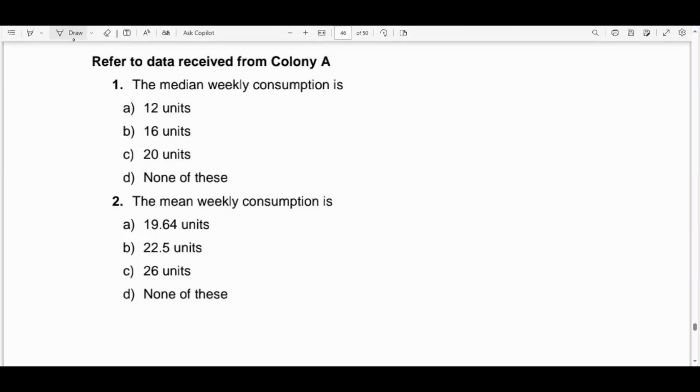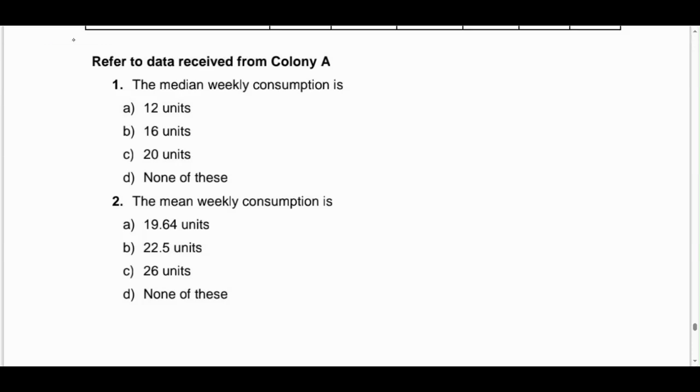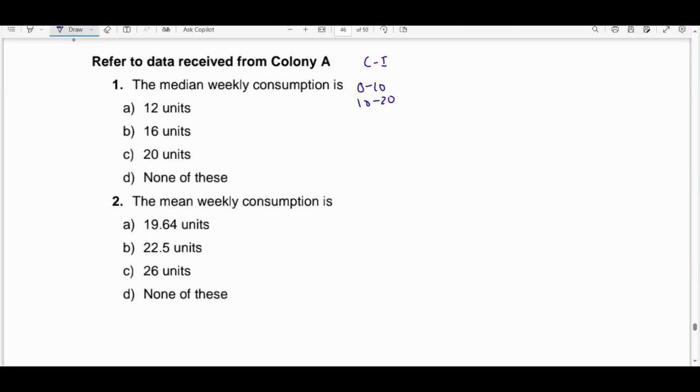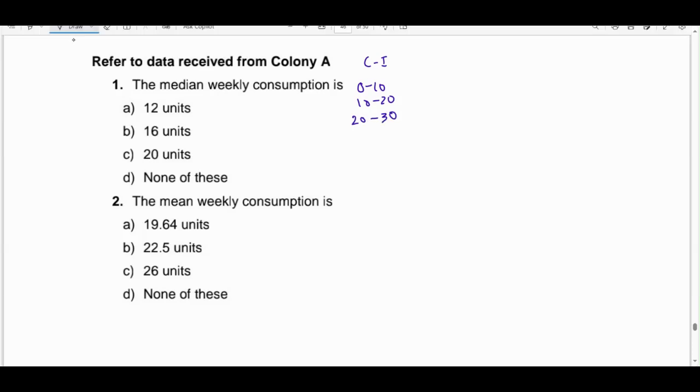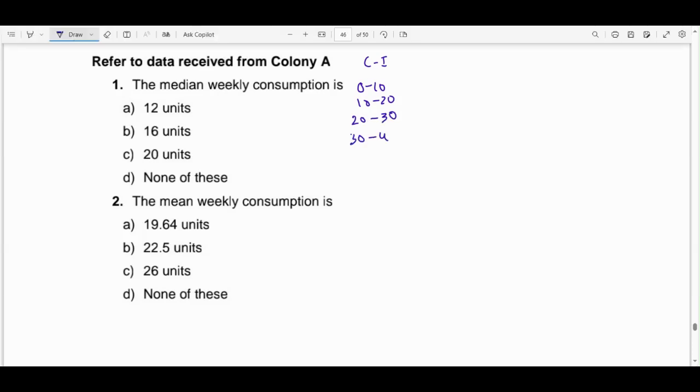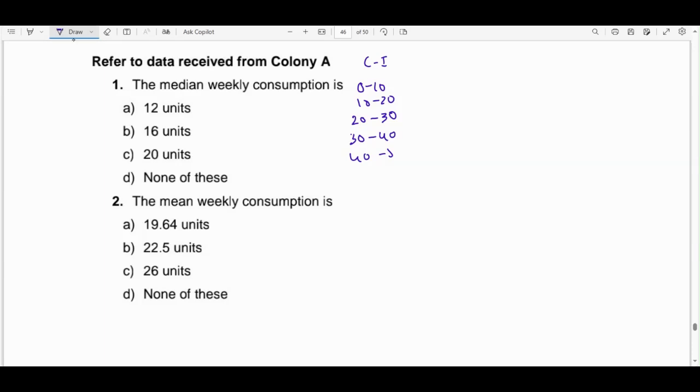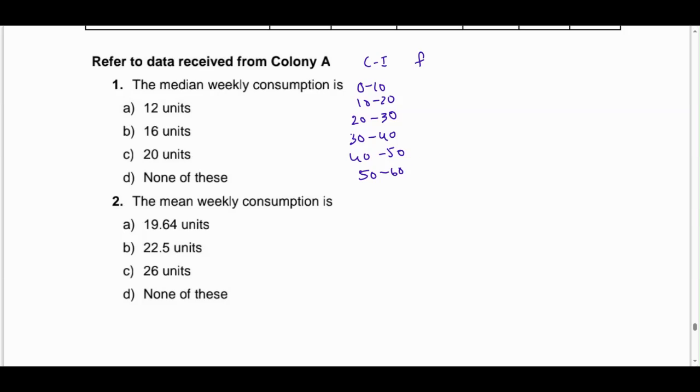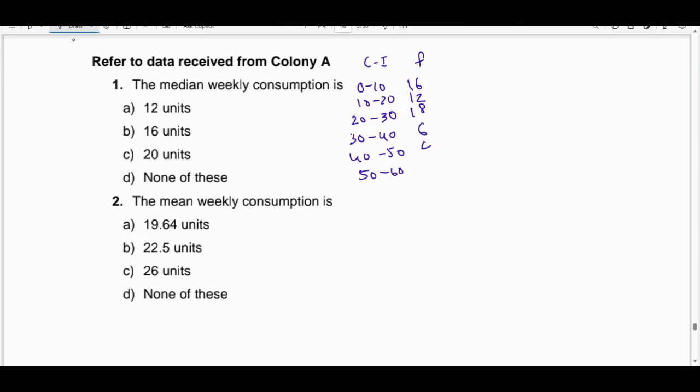So what do we have to do to find the answer? First, they have given weekly consumption, that is the class interval: 0 to 10, 10 to 20, 20 to 30, 30 to 40, 40 to 50, 50 to 60. The frequencies are 16, 12, 18, 6, 4 and 0. When you add this you get n is 56.